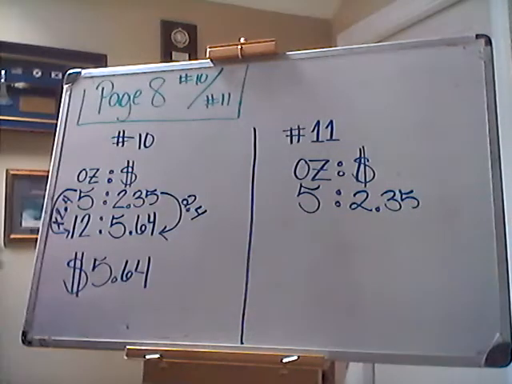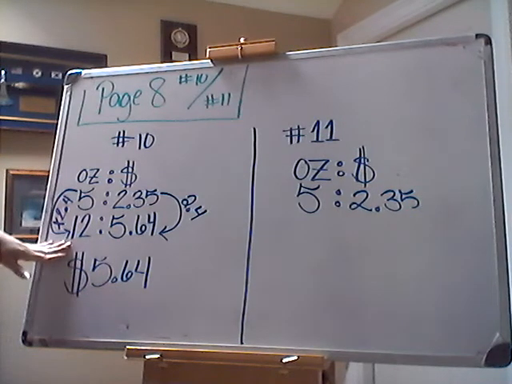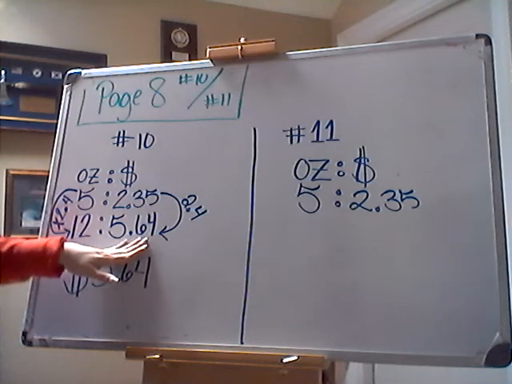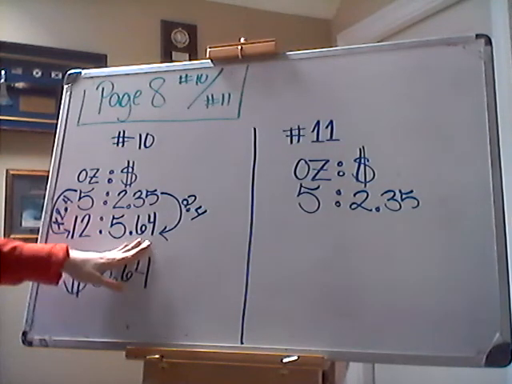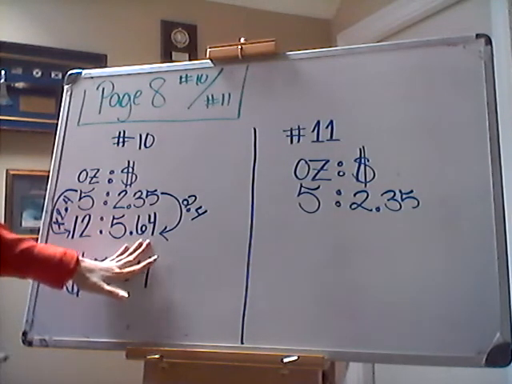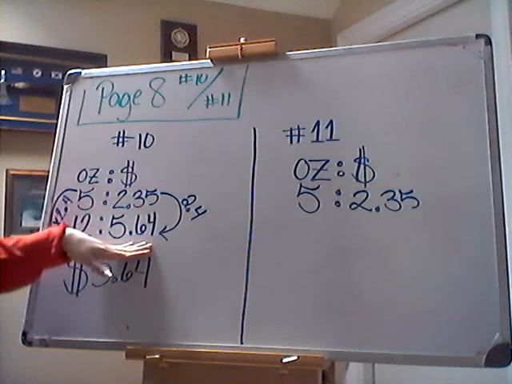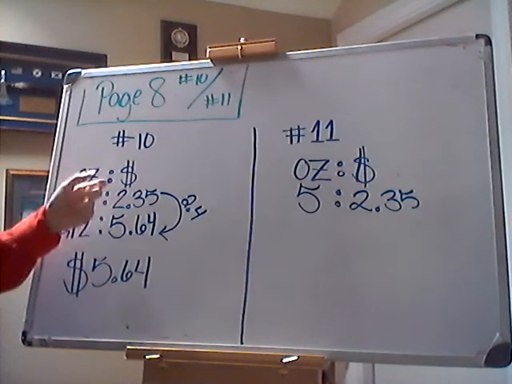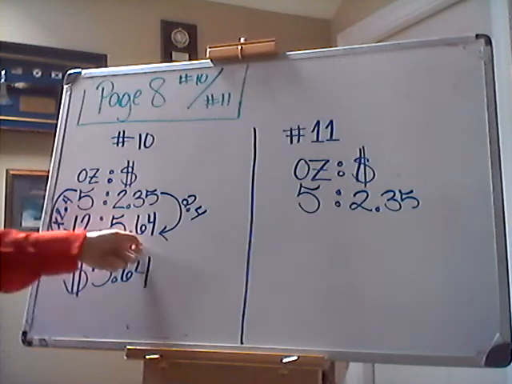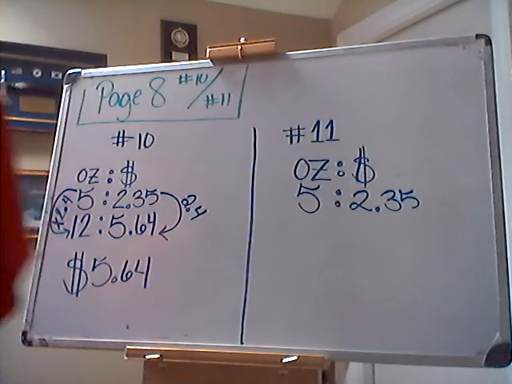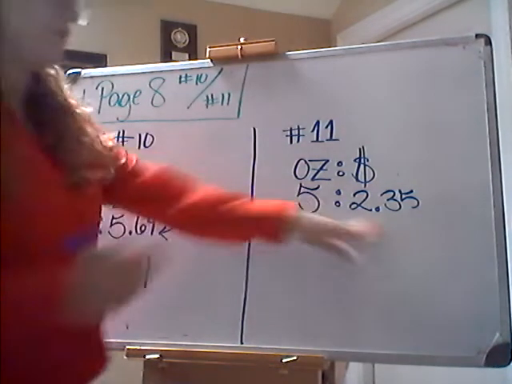Now, in number 10, it asked how much money 12 ounces would cost, so we put a 12 underneath ounces and found our answer on the other side. But in number 11, it's asking a different question. It's not asking you for ounces, it's asking you for money. Or rather, it doesn't give you ounces, it gives you money. So it wants to know how many ounces she can buy with $10.